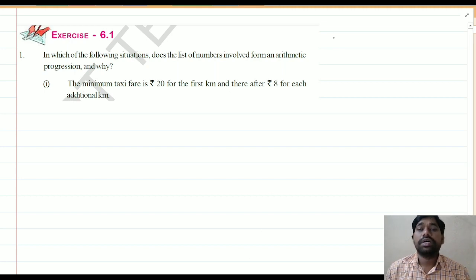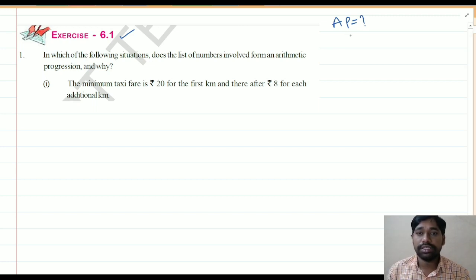Today I came with a new topic of progression, that is exercise 6.1. In this we will discuss whether the given situation is in the form of AP or not, and at the same time, if a given situation is in the form of AP, how to write the next numbers.